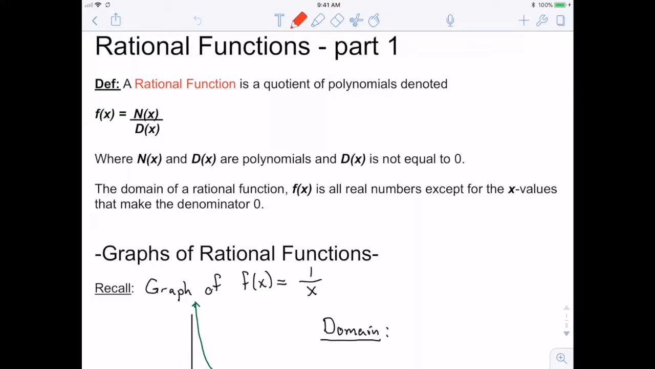Today we'll start looking at what are called rational functions. So let's start by defining them. A rational function is a quotient of polynomials denoted f of x is equal to n of x divided by d of x. And we call them this since the top is the numerator and the bottom is the denominator.